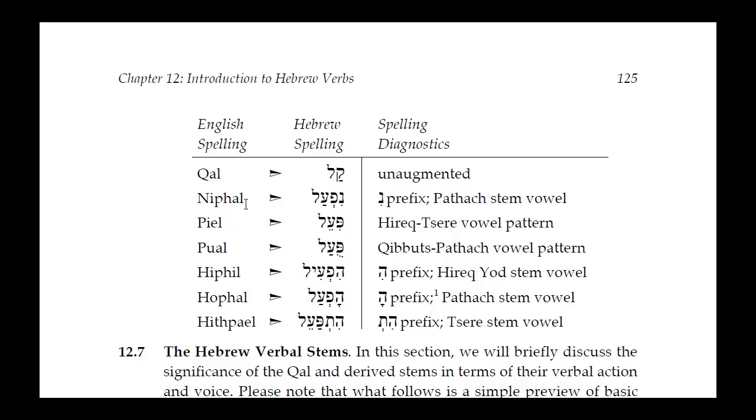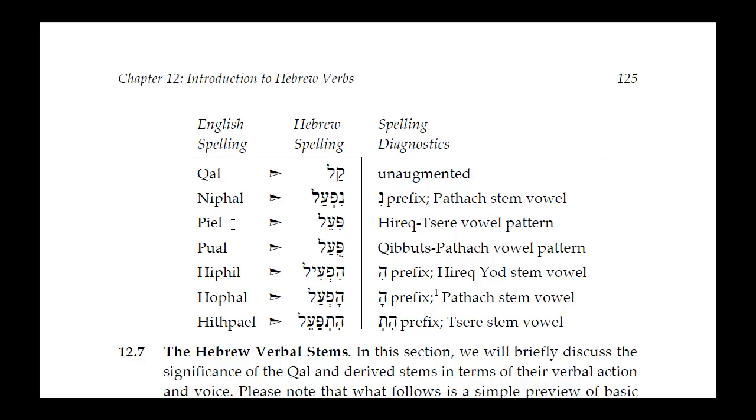We have the Niphal stem, and you can see that in the Niphal you have the root pei, ayin, lamed. You have added a nun to it. Nun is the prefix, so that's in the perfect tense. Again, we're looking at the perfect third masculine singular. You have the nun. That is a diagnostic indicator here, and the patach as a stem vowel.